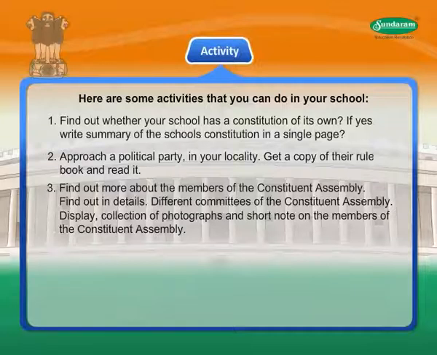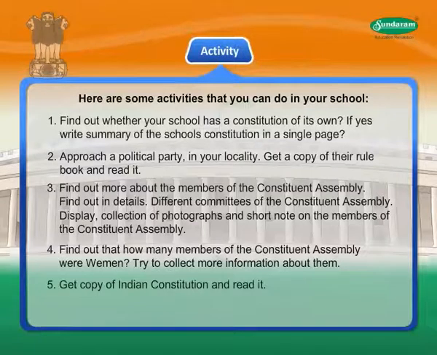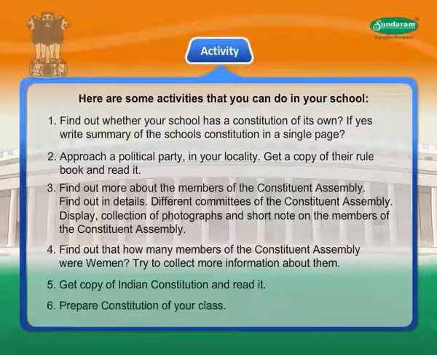Find out more about the members of the Constituent Assembly. Find out in detail different committees of the Constituent Assembly. Display a collection of photographs and a short note on the members of the Constituent Assembly. 4. Find out how many members of the Constituent Assembly were women. Try to collect more information about them. 5. Get a copy of Indian Constitution and read it. 6. Prepare Constitution of your class.